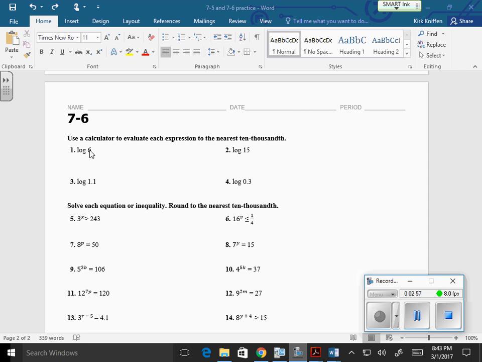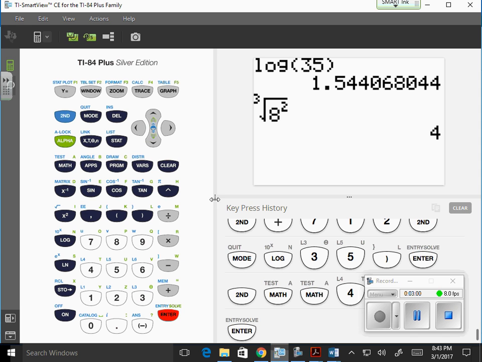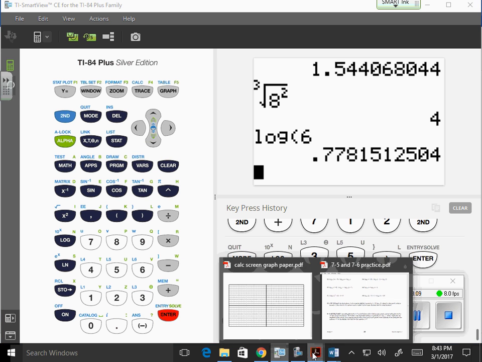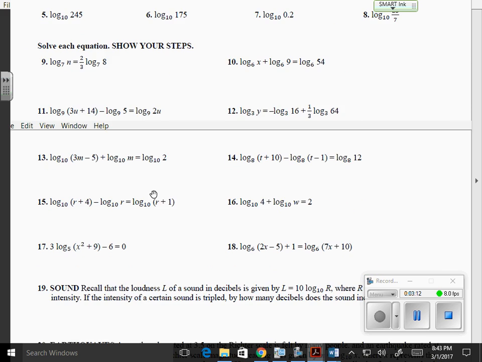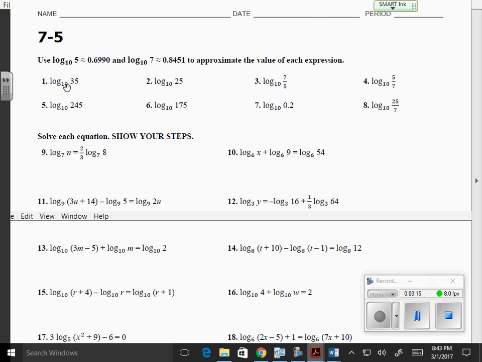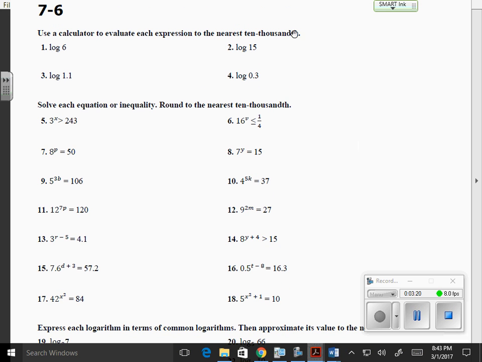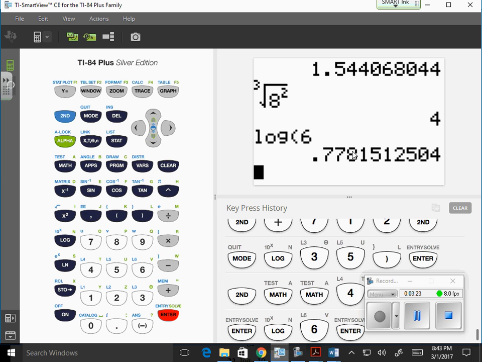For 7.6, we have the log of 6. You can simply put that in the calculator. The log of 6, you get 0.77815. We're asked to round to the nearest 10,000th place. So that would be 4 decimal places, so 0.778, and then the 1. Since this fifth decimal place is a 5, that 5 is going to make the 1 turn to 2, so you put 0.7782.